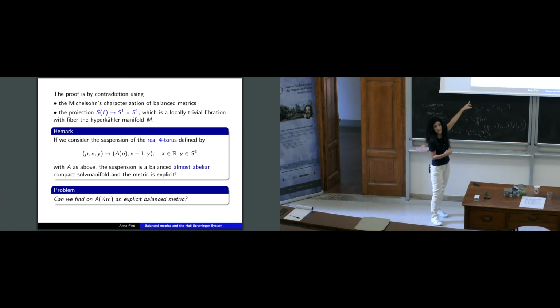an existing result using currents. But since we also want to study solutions of the Hull-Strominger system for that case, because you have a rich class of examples, we also need to find an explicit metric. We have no idea now how to find an explicit metric. So it's an existing result, but the metric is not explicit for that case. Good.